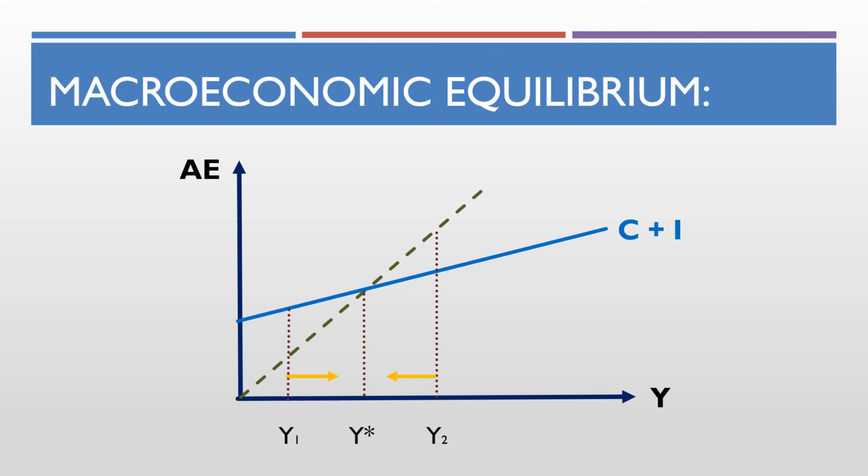So when is the economy going to stabilize? Well, it will only stabilize at that one point, which is suggested by the graph as Y star. And that's why we call this Y star a macroeconomic equilibrium in this model. And this equilibrium only happens when the planned aggregate expenditure equals the aggregate output Y.